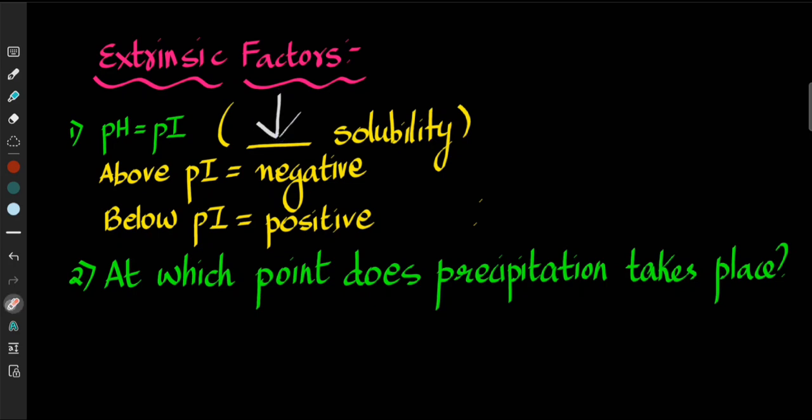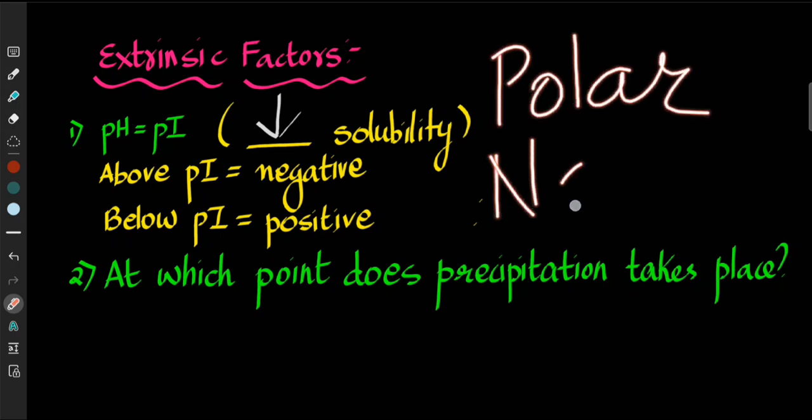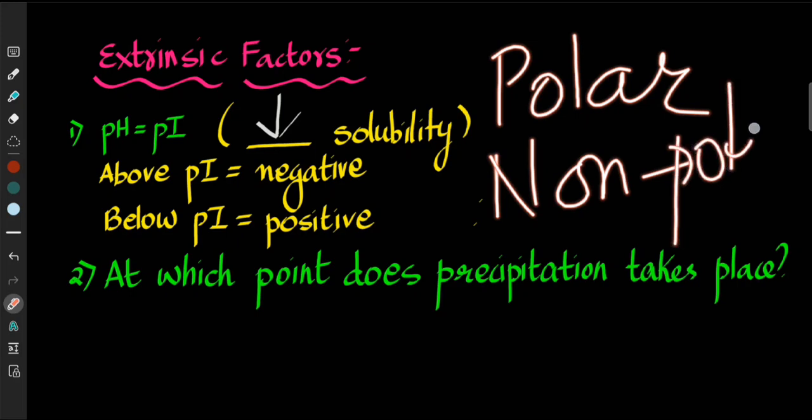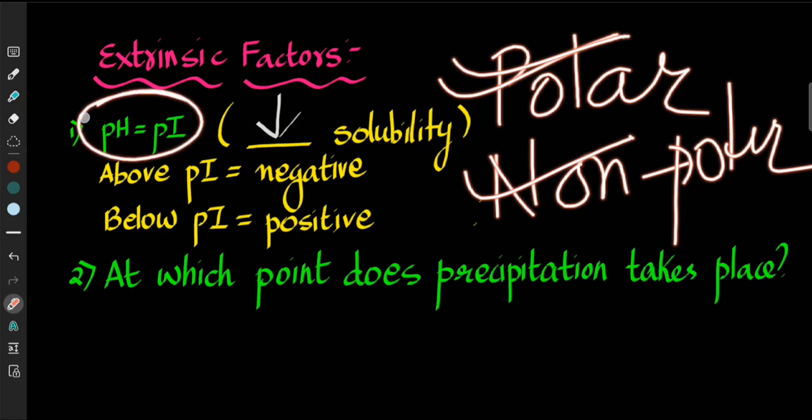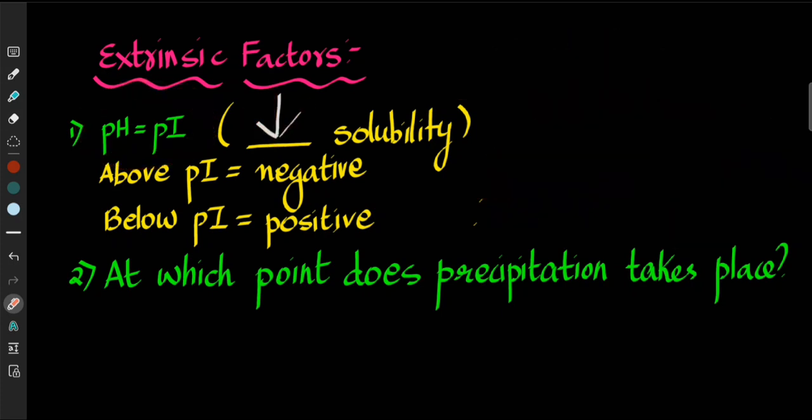Because isoelectric point has a charge of 0, and if I take an example of polar and then non-polar, which is going to get solubilized more? It's going to be polar, right? Because non-polar does not carry any charge, right? So polar is going to have more solubility in the solvent. So since the pH equals PI, the protein does not carry any charge, that means the solubility will decrease, and then there is a high chance that precipitation will take place.